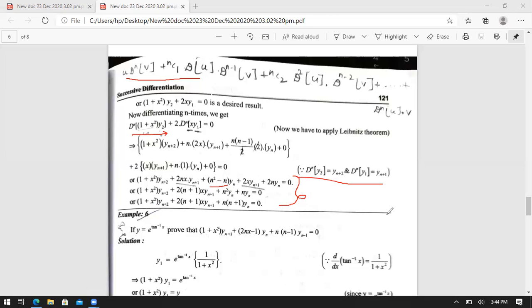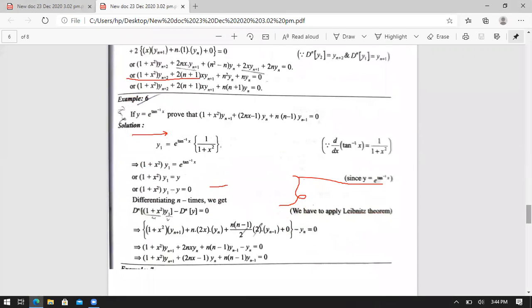Okay. Next example, see here. This is also very important. In your textbook, three examples are there. This is the first example, and the second one is also very important. One of these examples is fixed in your annual exam. See here. This is the first one.